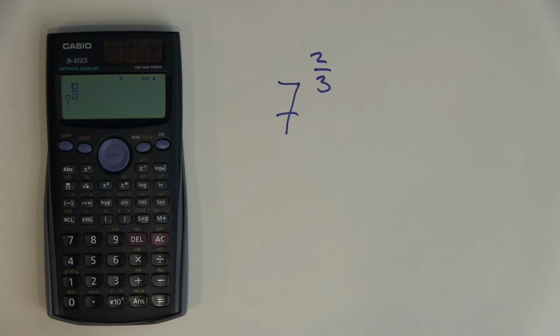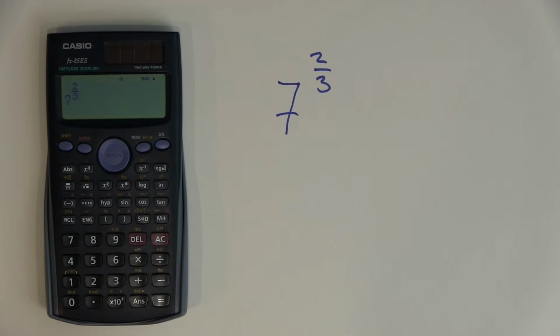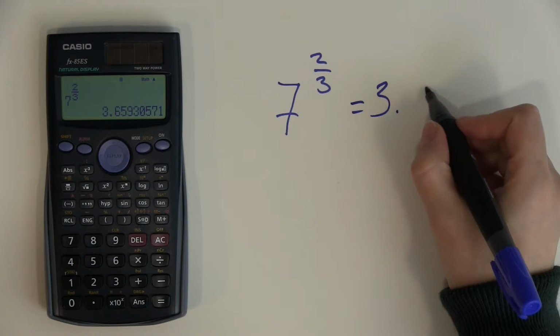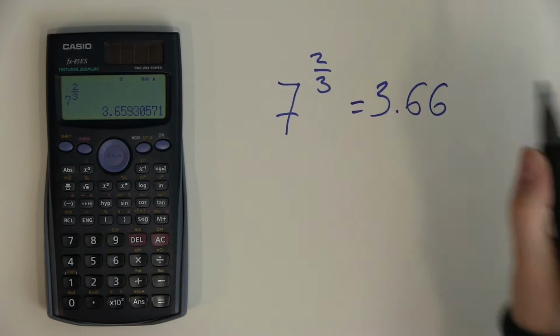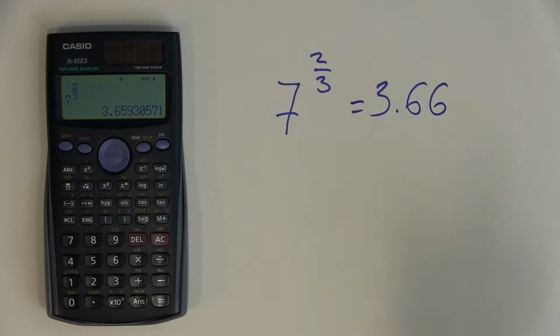All I need to do now is tell the calculator that I want the specific fraction of 2/3. So 2 goes at the top, come down, and 3 goes to the denominator's place. And that's equal to 3.66 rounded to 2 decimal places. One more thing.